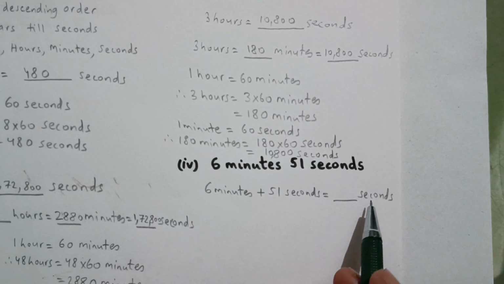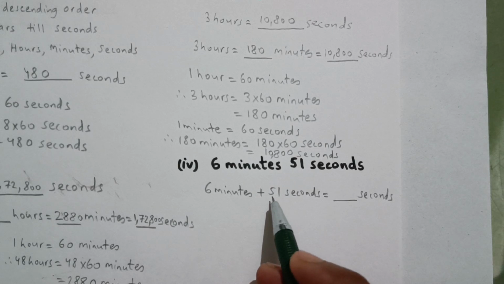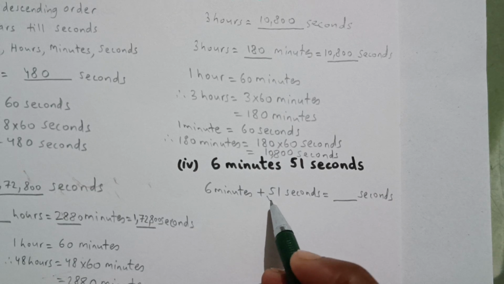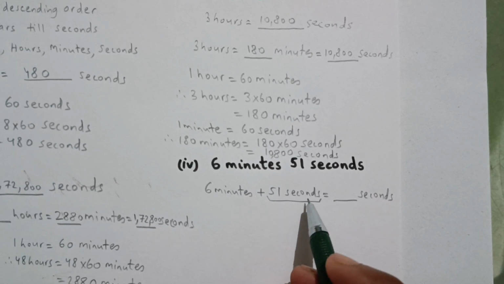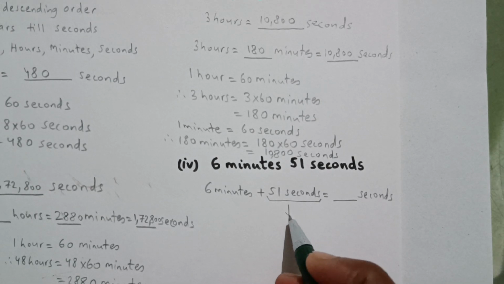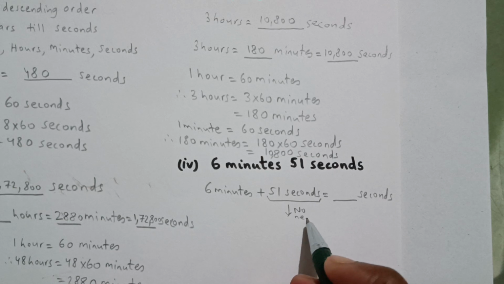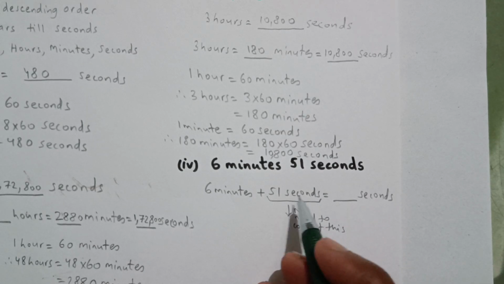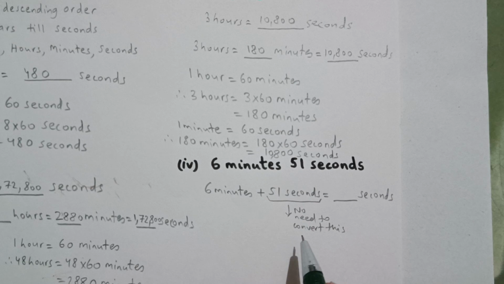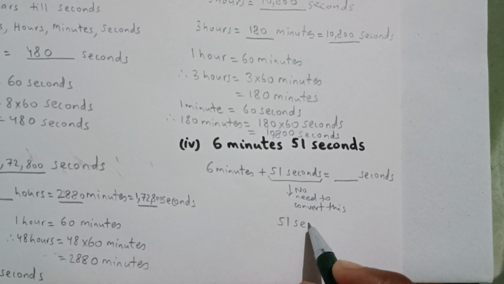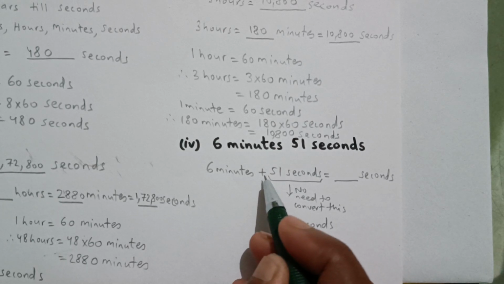Now we have to convert it into seconds. You can see that 51 seconds is already in seconds, so no need to convert this. This will be as it is, because we have to convert it into seconds and this is already in seconds. So I will write it as it is: 51 seconds, and the plus sign.